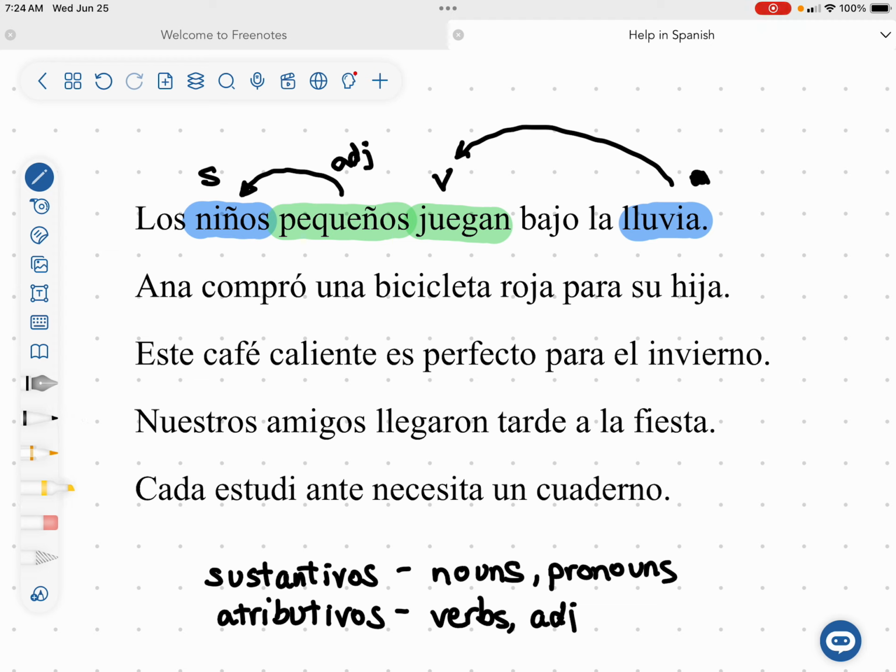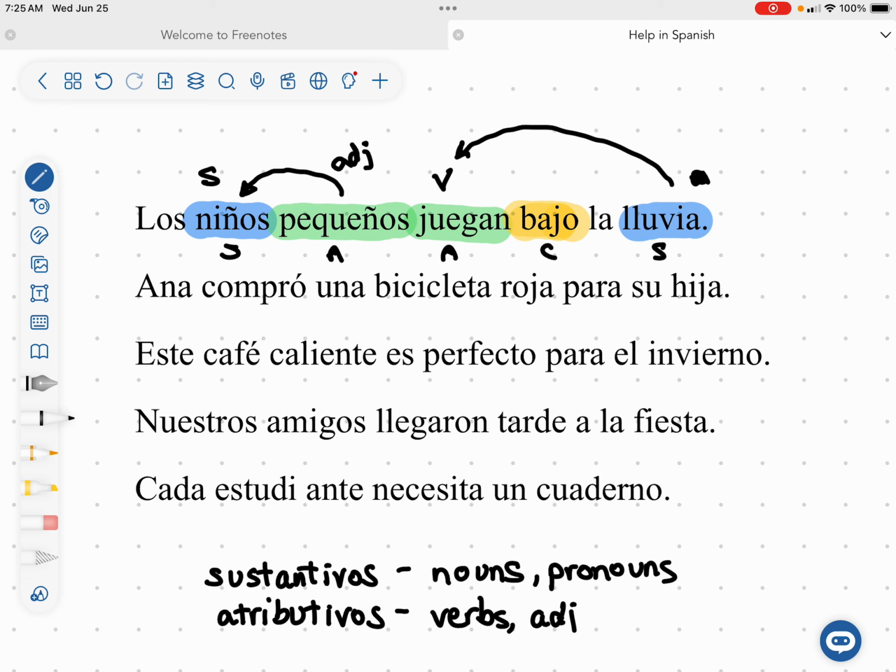What word connects rain to playing? It is bajo, so beneath. So the little children are playing beneath the rain. So this is our connecting word. So we've got a conectivo, a sustantivo, sustantivo, atributivo, atributivo.